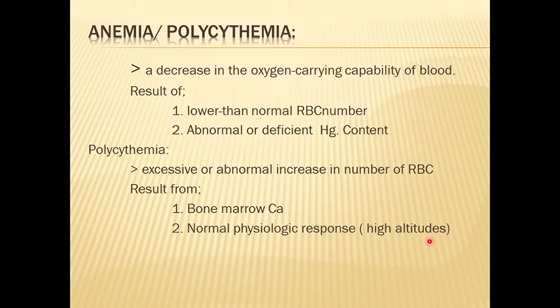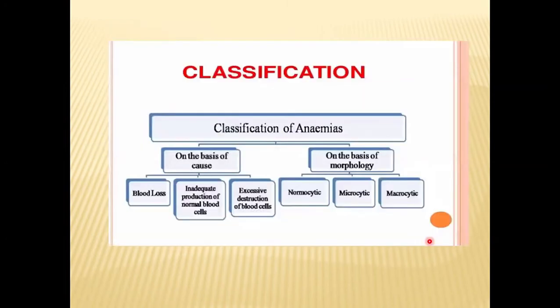So the body has to produce more. So, classification of anemia. On the basis of the cause, it could be a blood loss anemia, or inadequate production of normal blood cells, or an excessive destruction of blood cells.